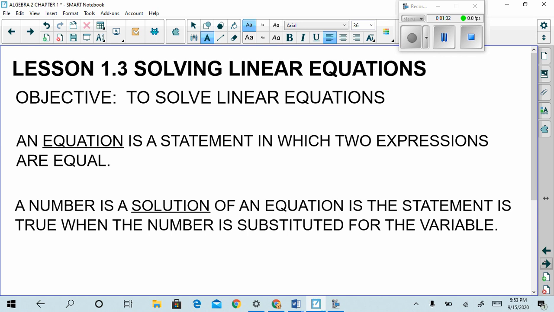So we're going to use our properties of equality. We're going to use these inverse operations. Whatever we do on one side, we do on the other. That keeps the balance. That's our addition and subtraction, multiplication and division properties of equality. And then our goal is to solve or isolate the variable. Well, that number that we get is going to be the solution to the equation. So any number is a solution of an equation if, when placed back into the equation, it makes the statement true.